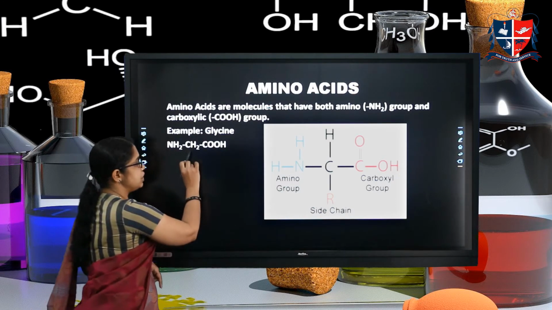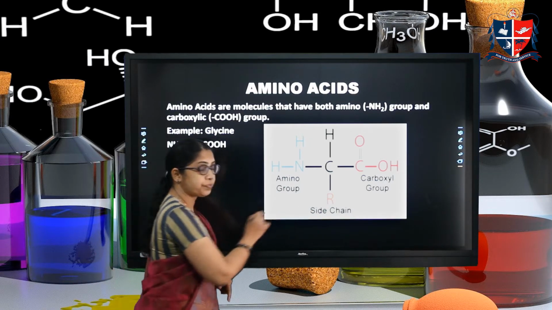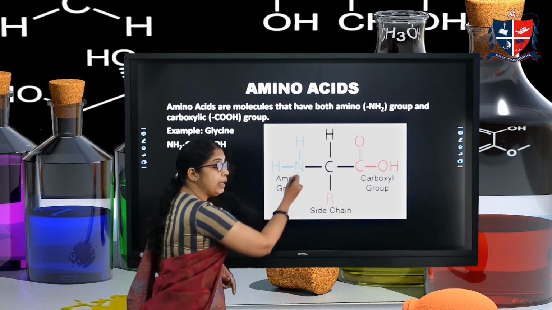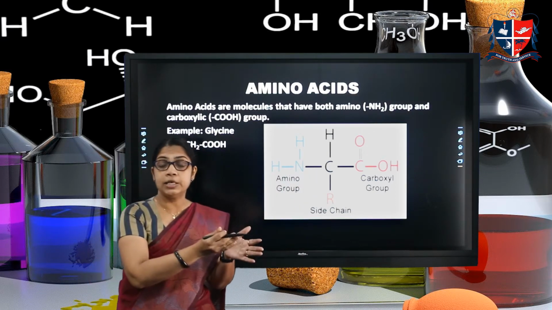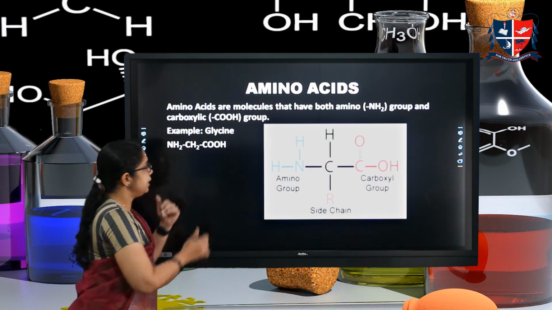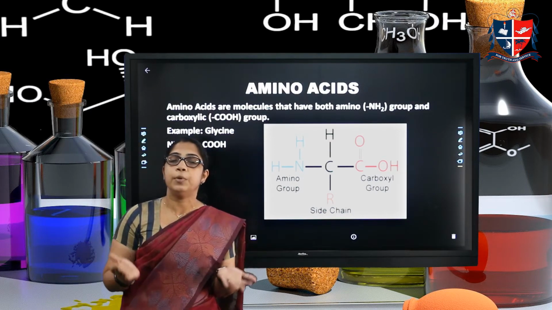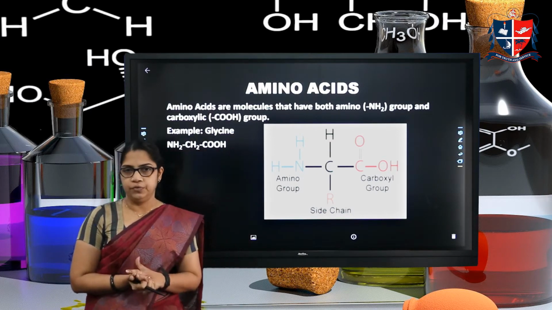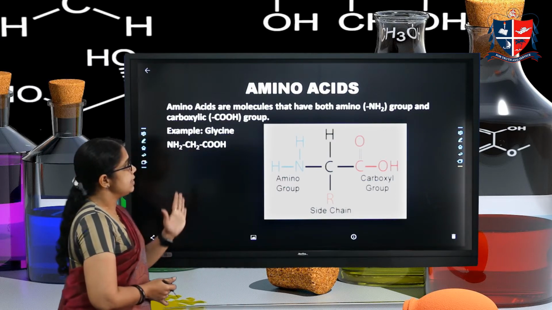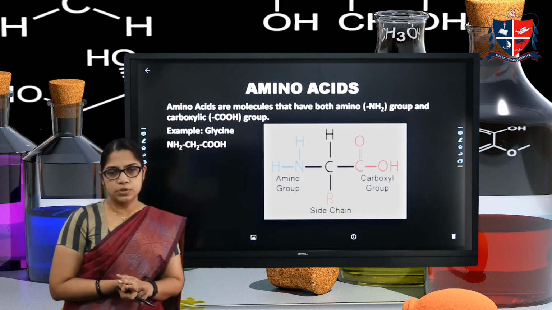But if one of the hydrogens is replaced with a side chain, then that carbon becomes chiral and that amino acid becomes optically active. That means except glycine, all other amino acids are optically active. So amino acids are molecules that contain both an amino group and a carboxyl group.